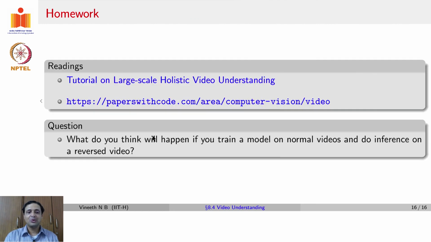Your homework would be to go through this tutorial on large-scale holistic video understanding, which should give you a clearer picture of more tasks in video understanding and how these architectures can be adapted to solve these kinds of problems. And this particular link also gives a good listing of papers in this space.